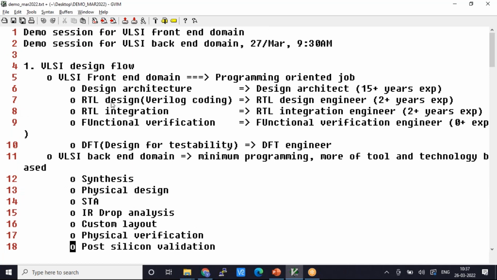We offer a course in RTL design. We do offer a course in RTL integration. We do offer a course in functional verification, DFT. Every domain you see here, we offer a course, including IR drop analysis, everything you see here.